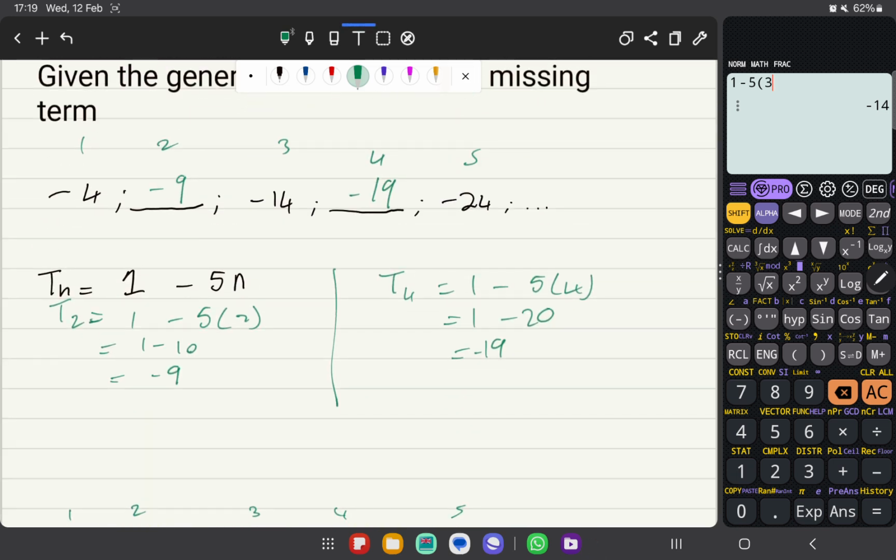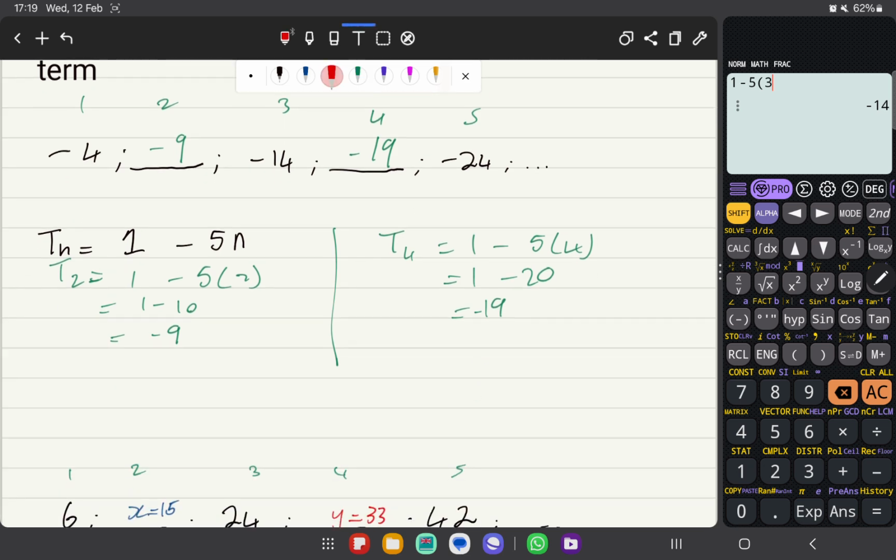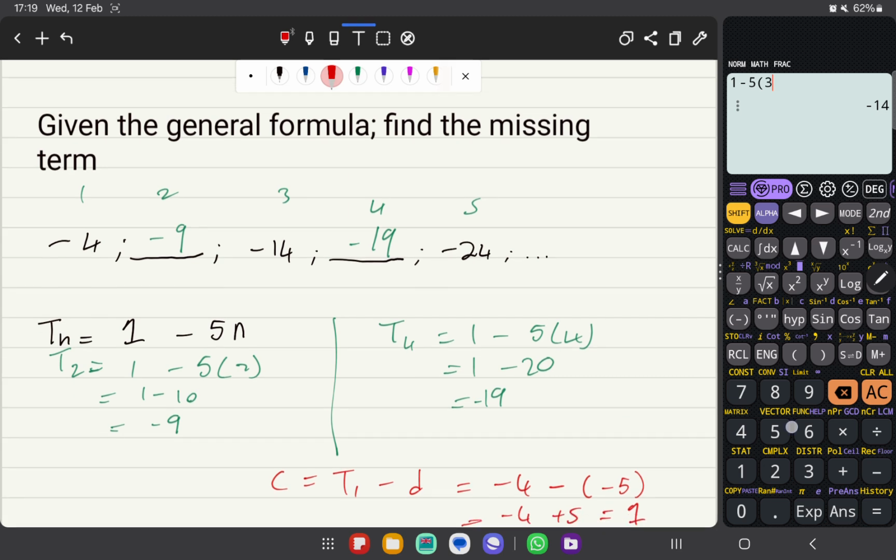Let's go back to other problems as well. Here, if I want C, let me use red. So C will be T1 minus D. That will be T1, which is minus 4, minus, what is my D? Minus 5. And then how much is that gonna be? Minus 4 plus 5, that is 1, right? You see that?